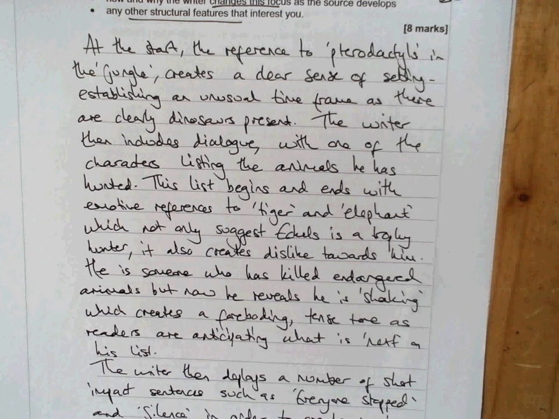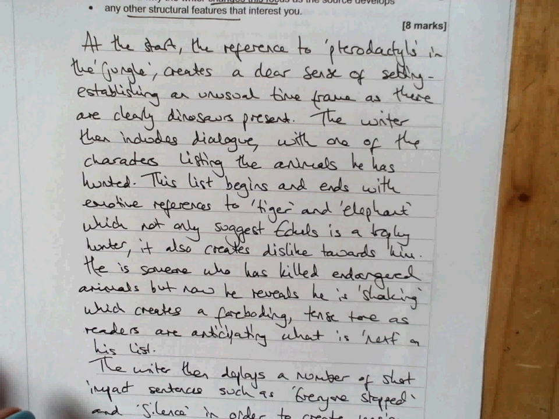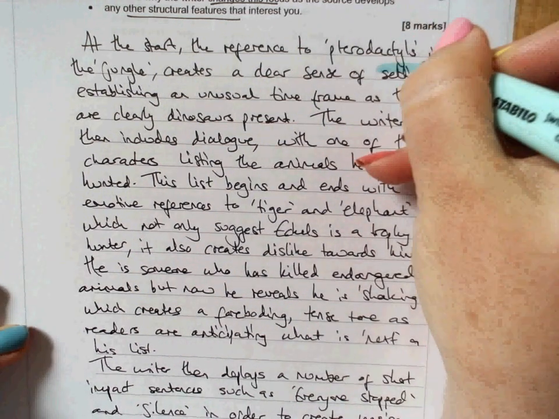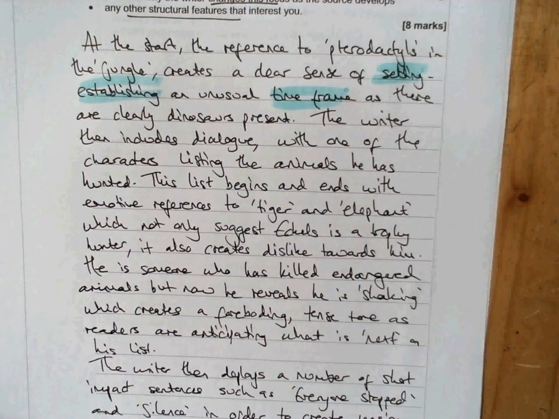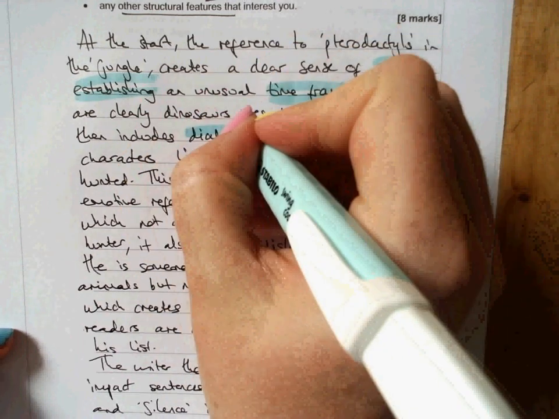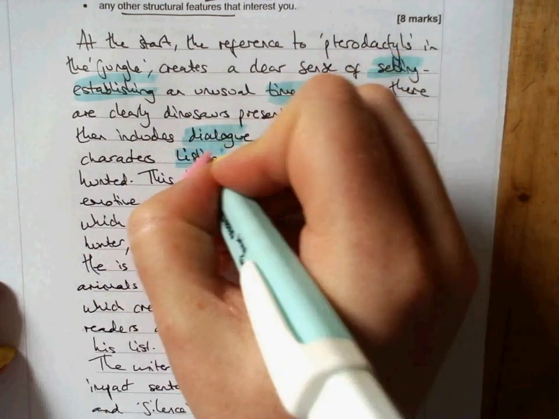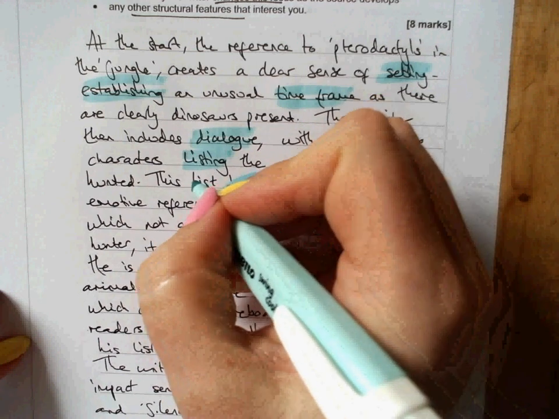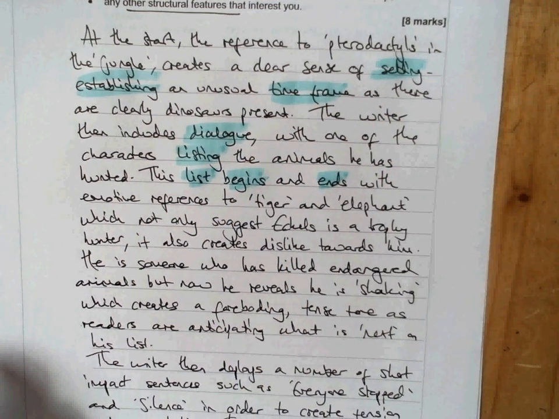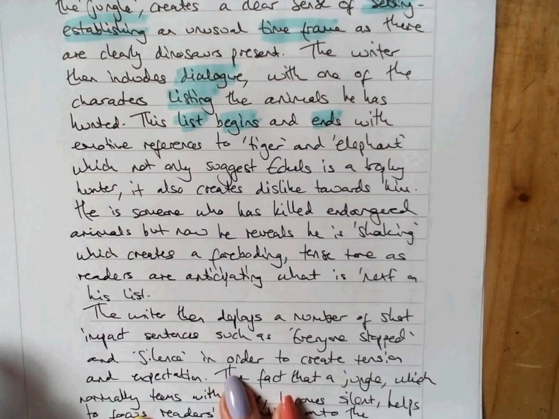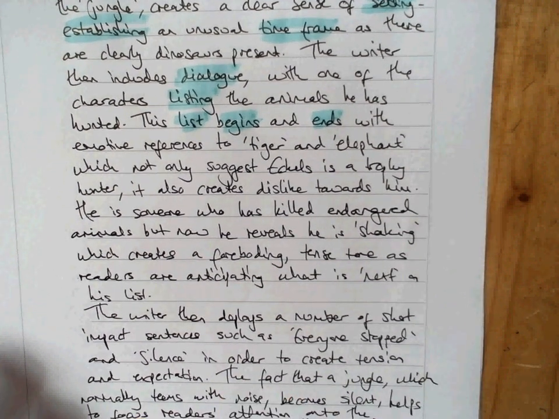At the start, the reference to pterodactyls in the jungle creates a clear sense of setting, establishing an unusual time frame as there are clearly dinosaurs present. Right, so I've got three little structural things in there: setting, establishment and time frame. The writer then includes dialogue, with one of the characters listing the animals he has hunted. The list begins and ends with the emotive references to tiger and elephant, which not only suggests Eccles is a trophy hunter, it also creates dislike towards him.